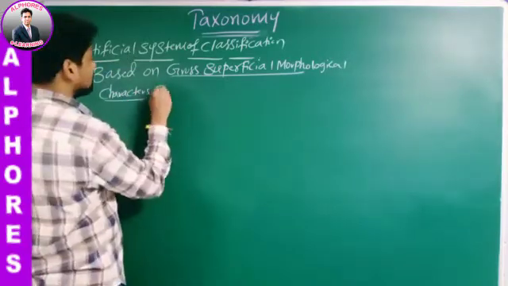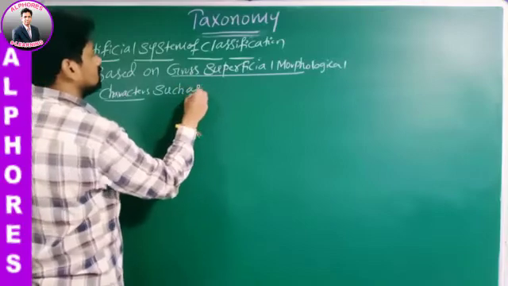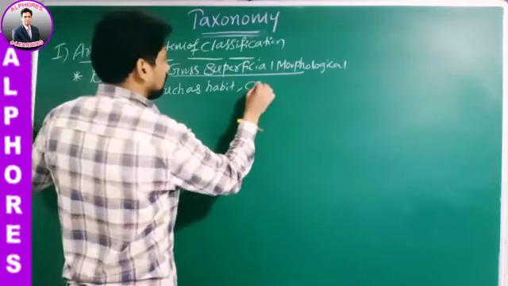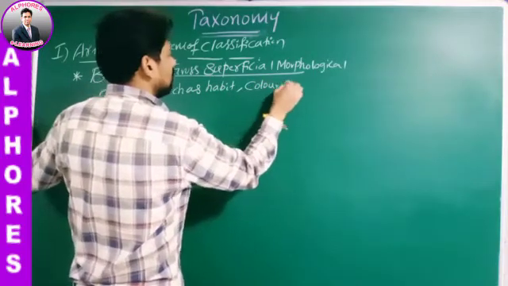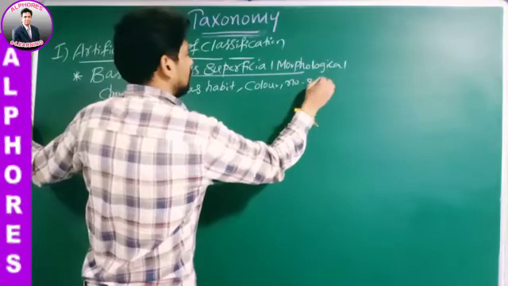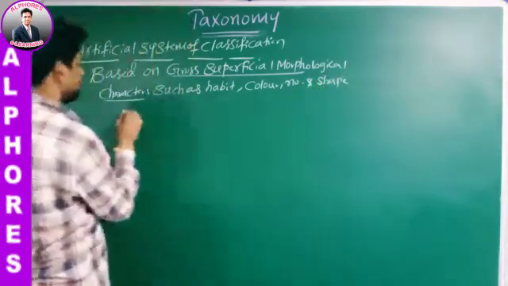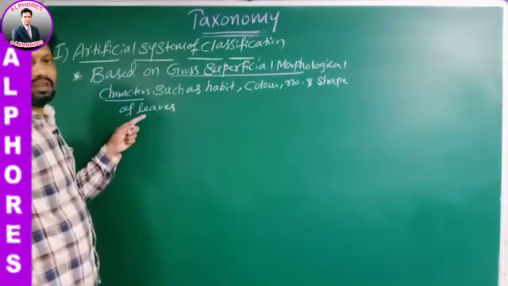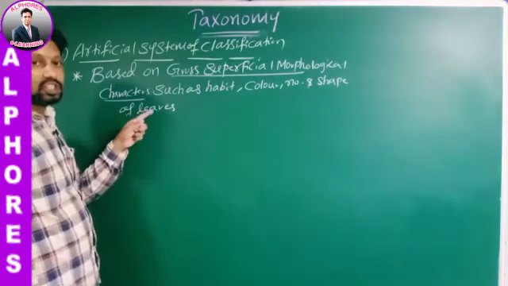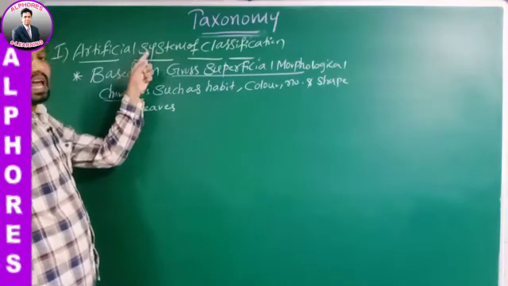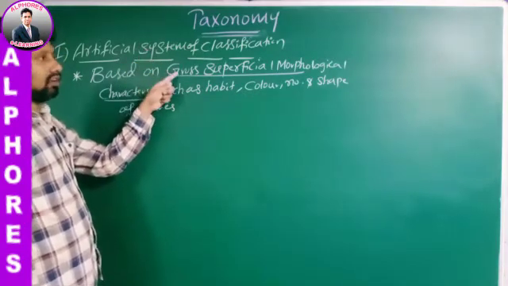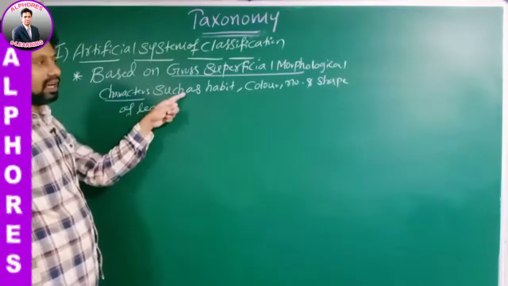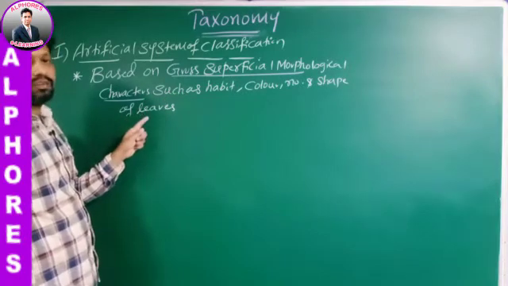Such as habit, color, number, and shape of leaves. Sir, externally we can see the color of leaves, we can count the number of leaves, we can see the shape of the leaves. Therefore, this classification is done based on gross superficial morphological characters such as habit, color, number and shape of leaves.